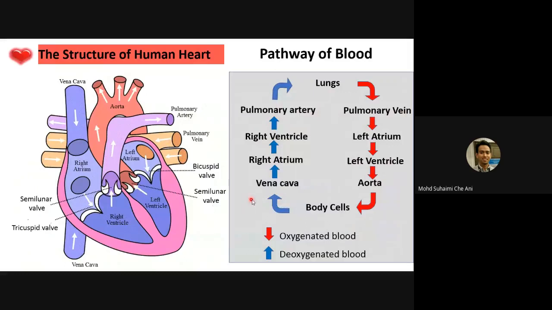So you see here the bicuspid valve, semilunar valve, tricuspid valve, semilunar valve. What is the function of these valves? The blood will flow through.